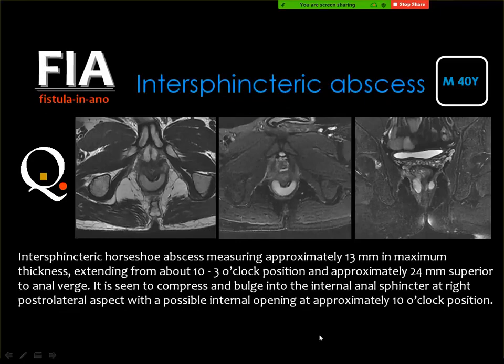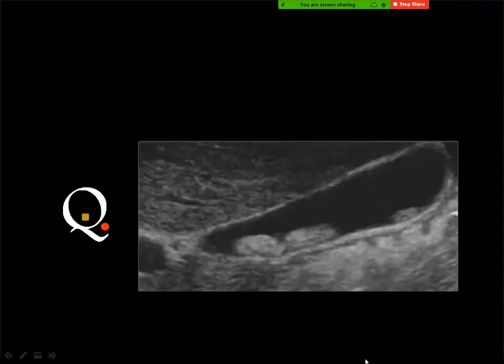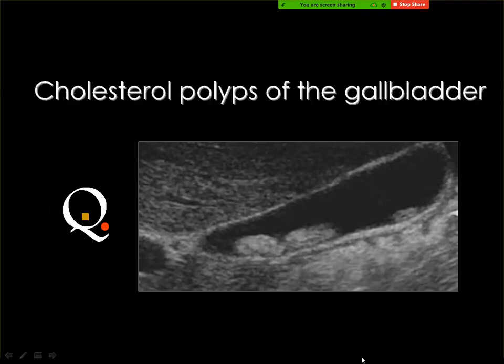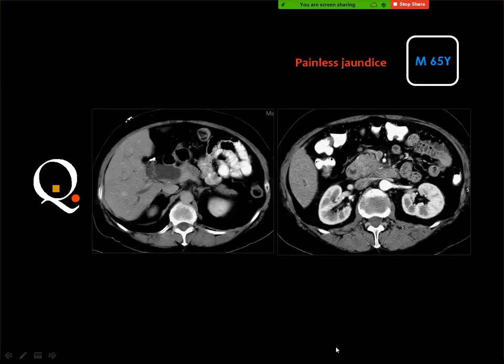Yes, and this is intersphincteric abscess or horseshoe abscess. Gallbladder polyps, yes, because of the absence of acoustic shadowing.